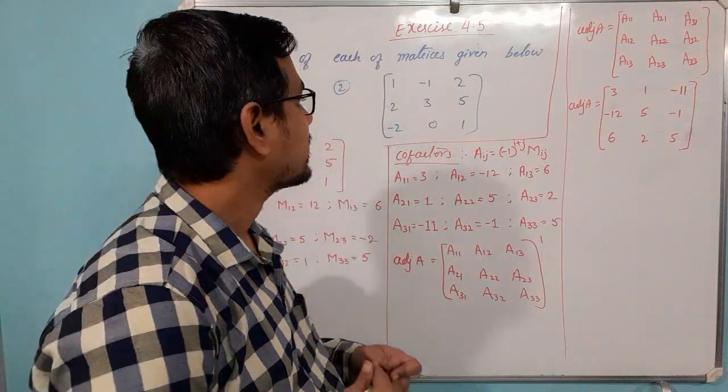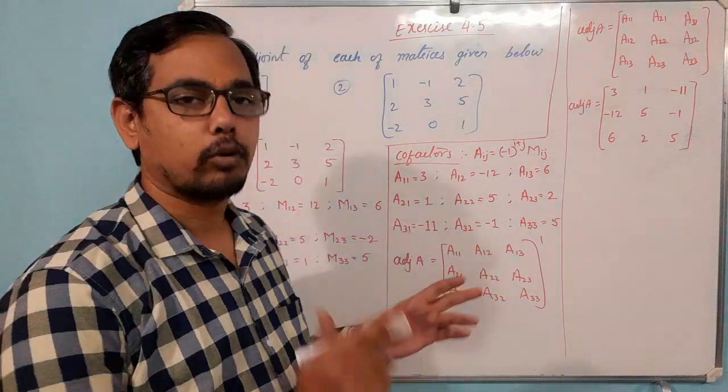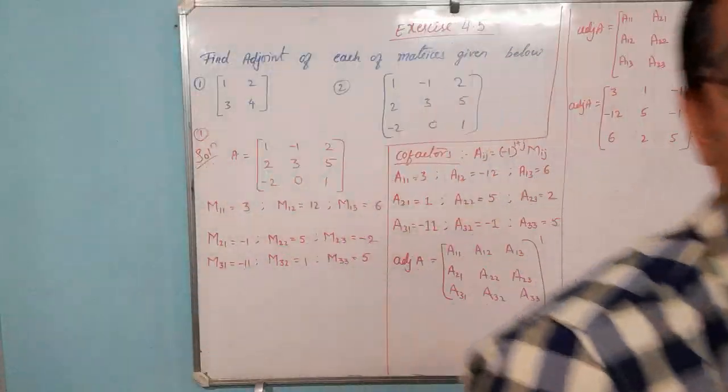Okay, so in both the cases we have found the adjoint A. This is as usual, we already know how to calculate this. Now pause the video and make a note of this.